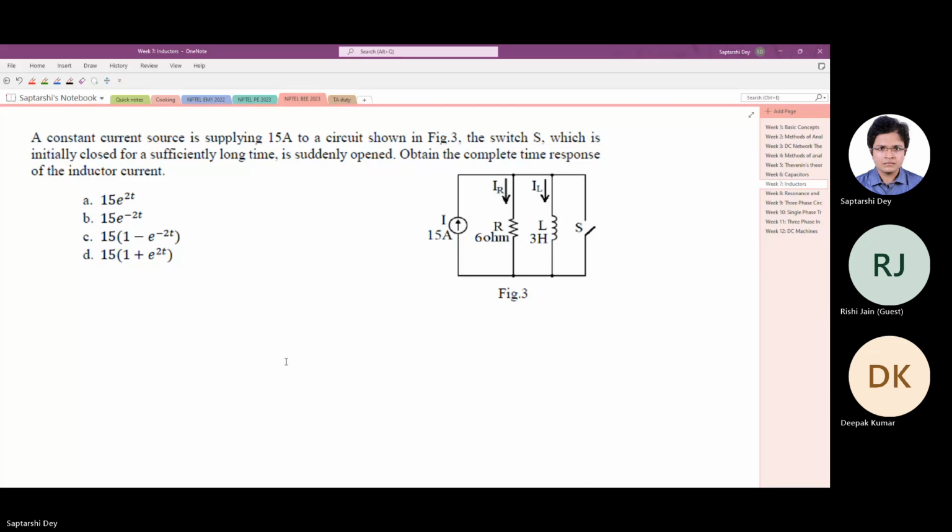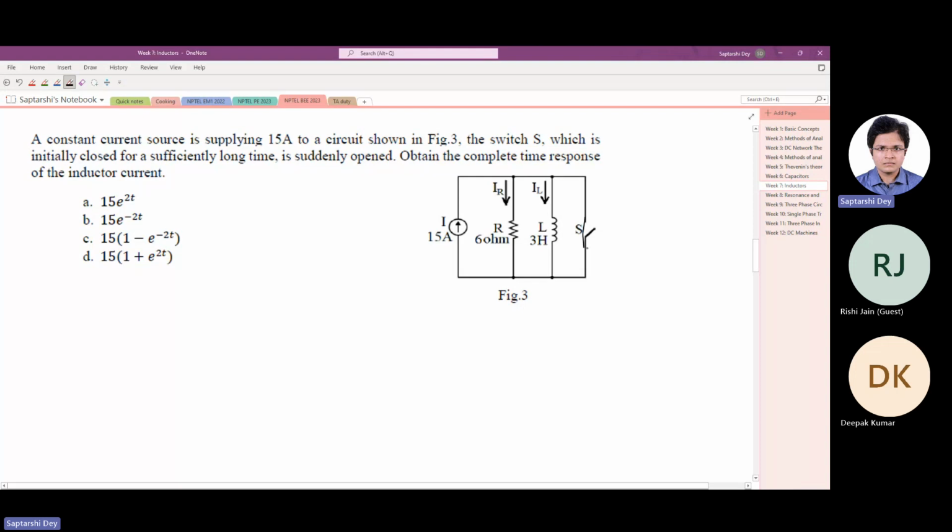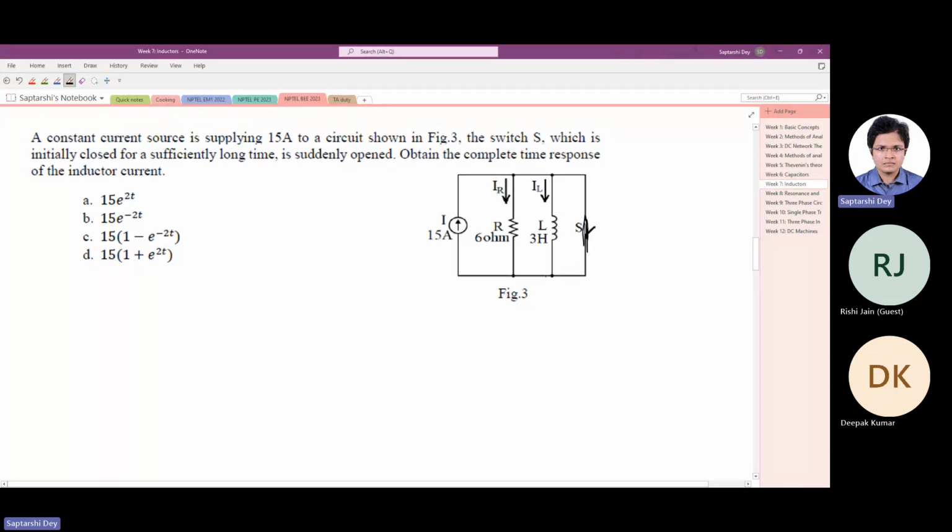Okay. Now, you see, we have to first find out the steady state condition. What is the steady state? Like, what was initially, the switch was closed for a sufficiently long time. Now it's a current source. So if this switch is closed for a sufficiently long time, how much current will flow through the inductor and the resistor?